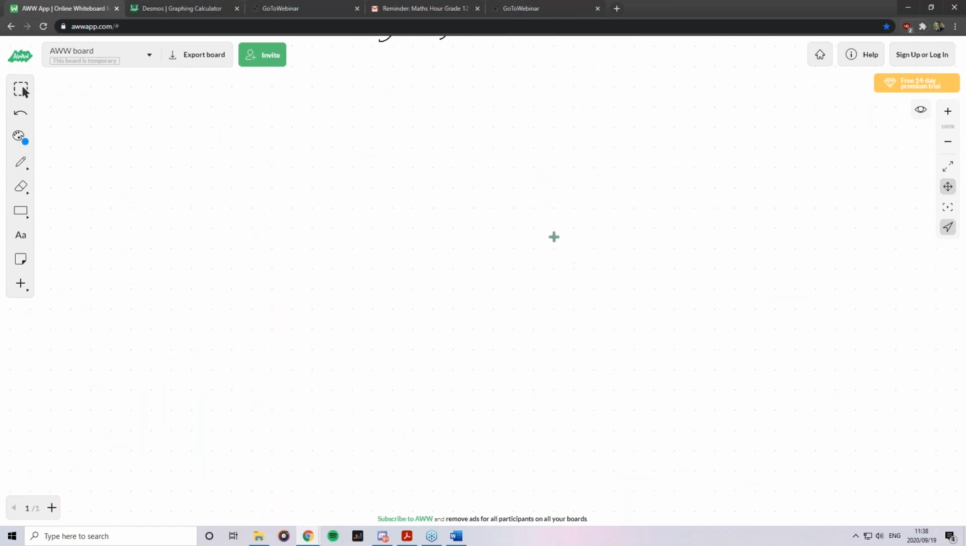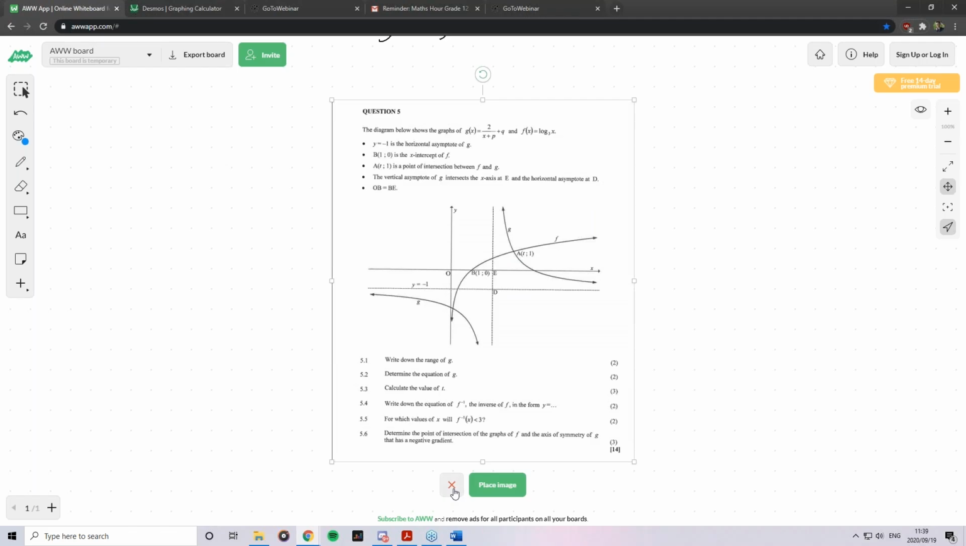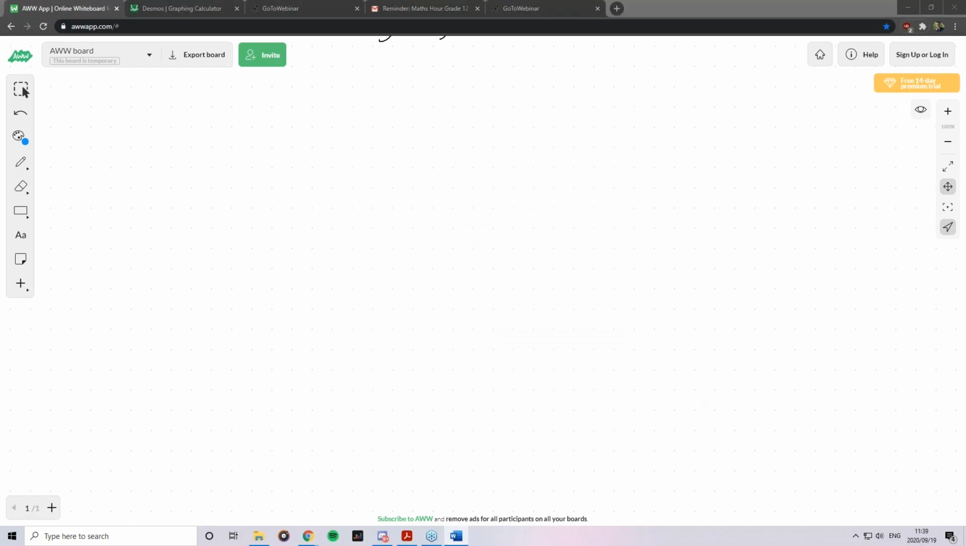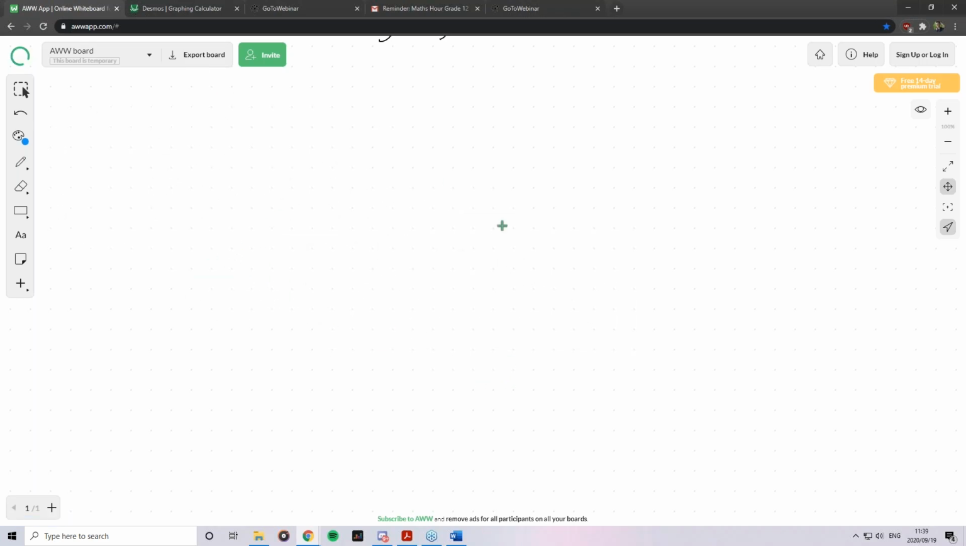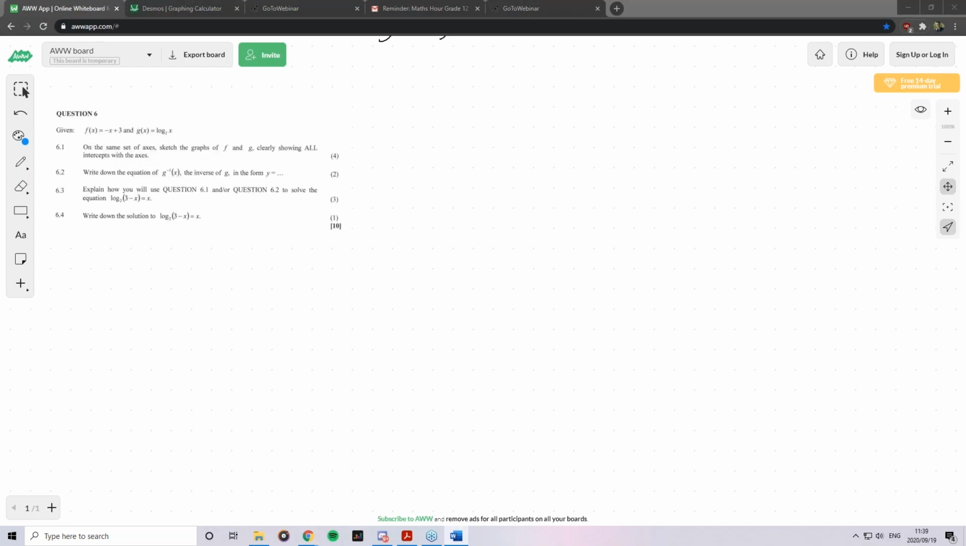Okay, so let's get on to another past paper question we can do. Let me find one. Here's a question we can do. It's the wrong one. Let's do question 6 here. This is also from a past paper. I'll give you a bit of time to do this one. Just do 6.1 and 6.2 for me for now.